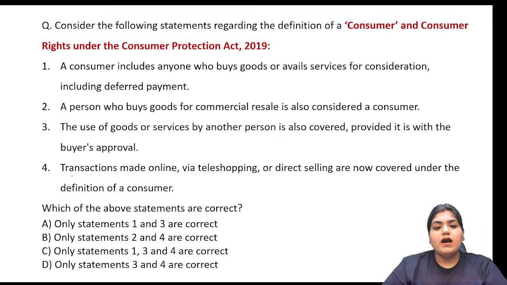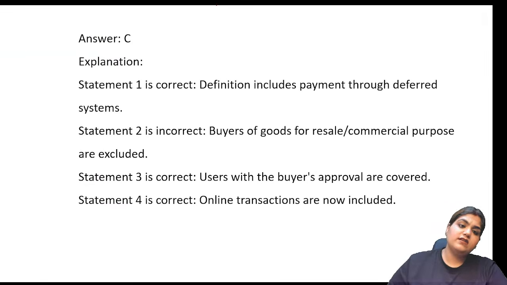Which of the following are correct? A customer includes anyone who buys goods or avails service for consideration, including deferred payment. Yes. A person who buys goods for commercial resale is also considered a customer. No. The use of goods or services by another person is also covered, provided it was used with the buyer's approval. Yes. Transactions made online via teleshopping or direct selling are now covered under the customer. Yes, 1, 3, 4 are correct. C is the correct answer.